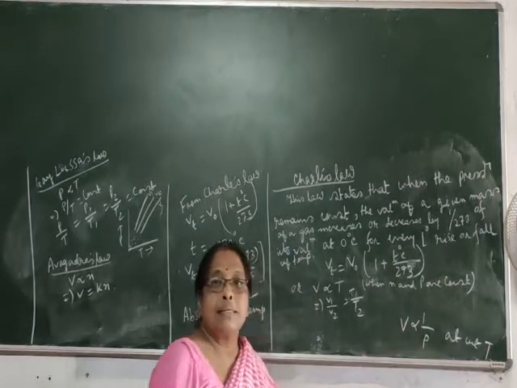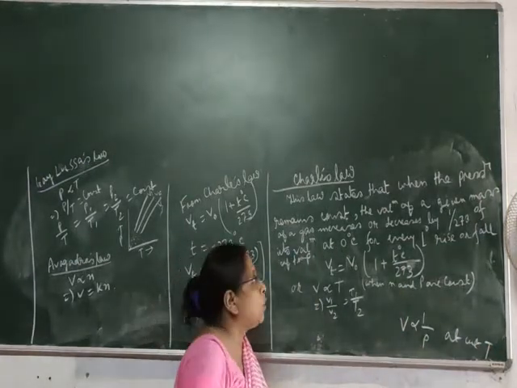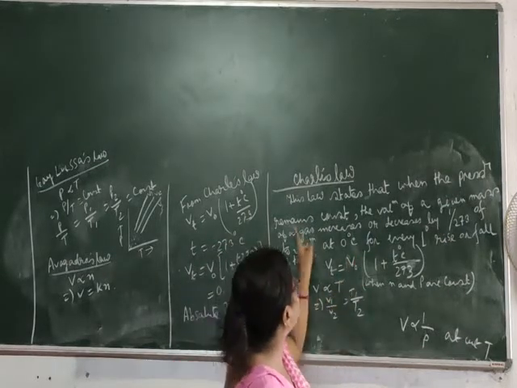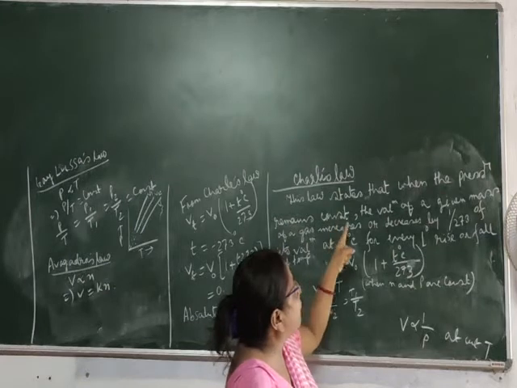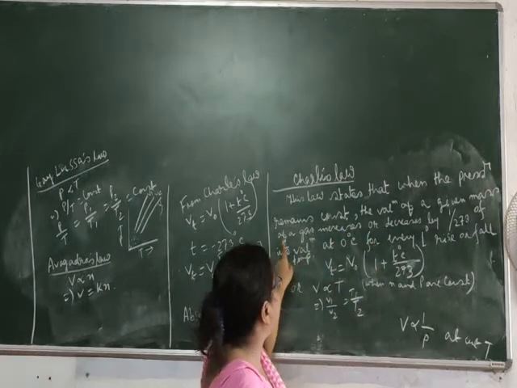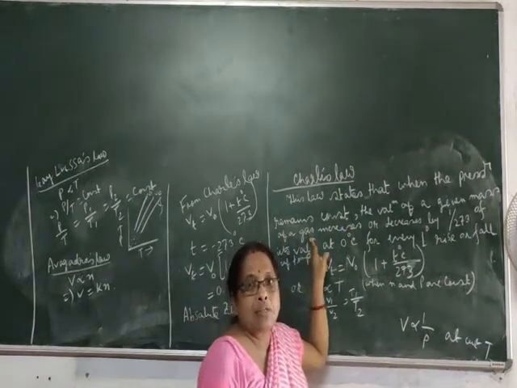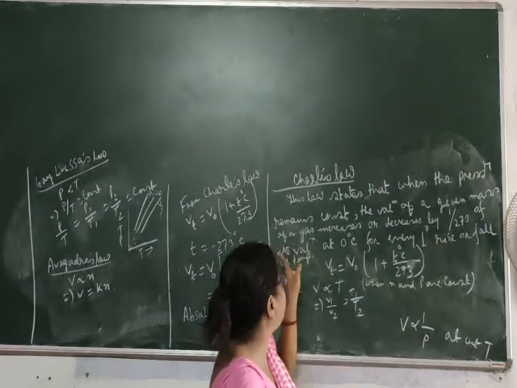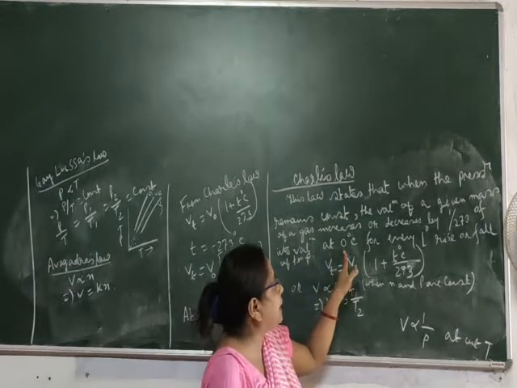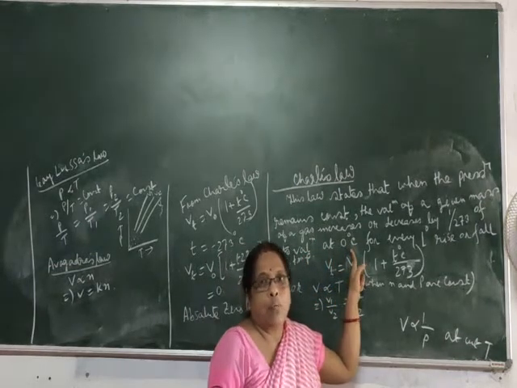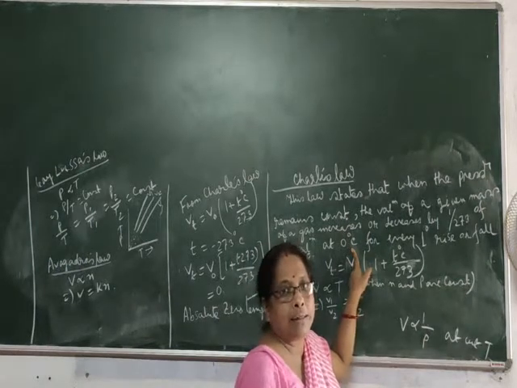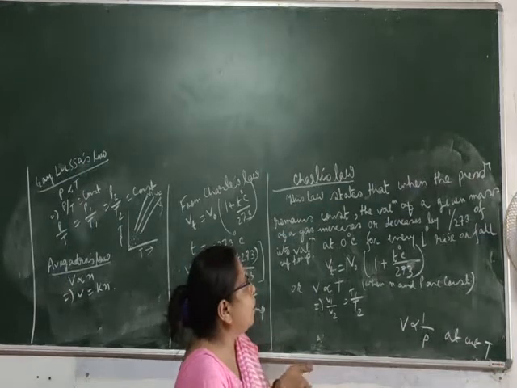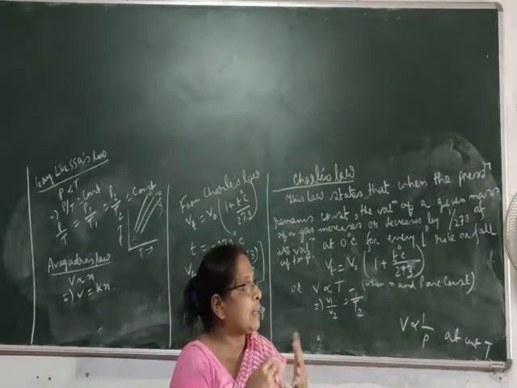Next is our Charles' law. This law states that when the pressure remains constant, the volume of a given mass of a gas increases or decreases by 1/273th of its volume at 0 degree centigrade for every 1 degree rise or fall in temperature.